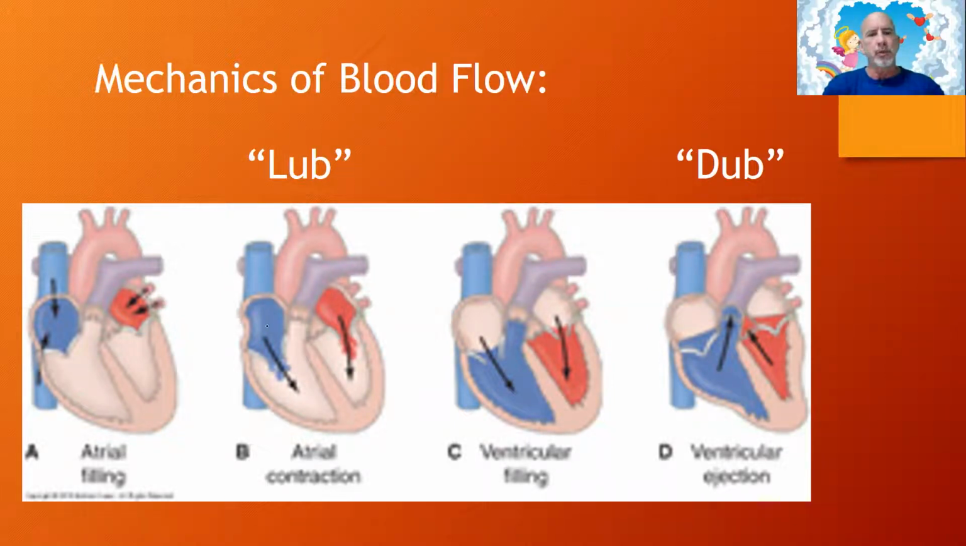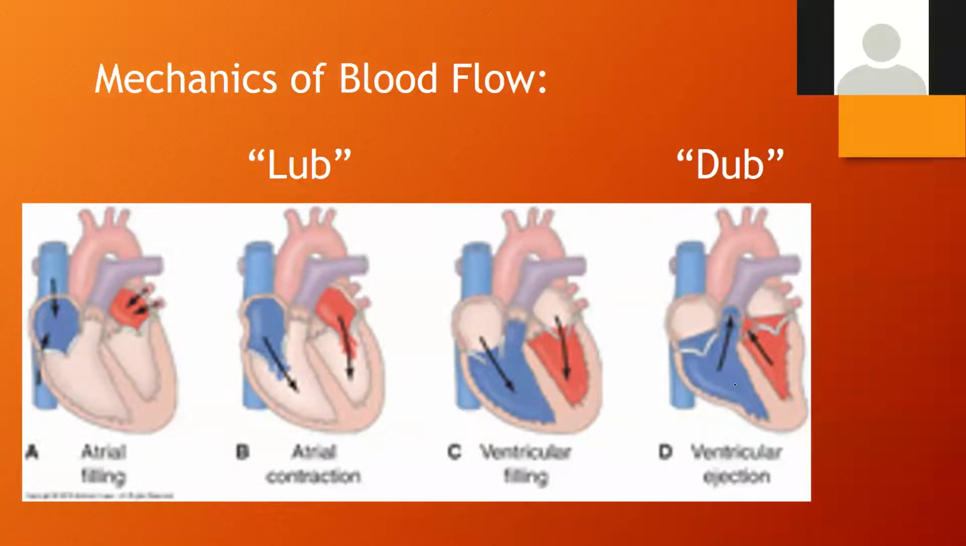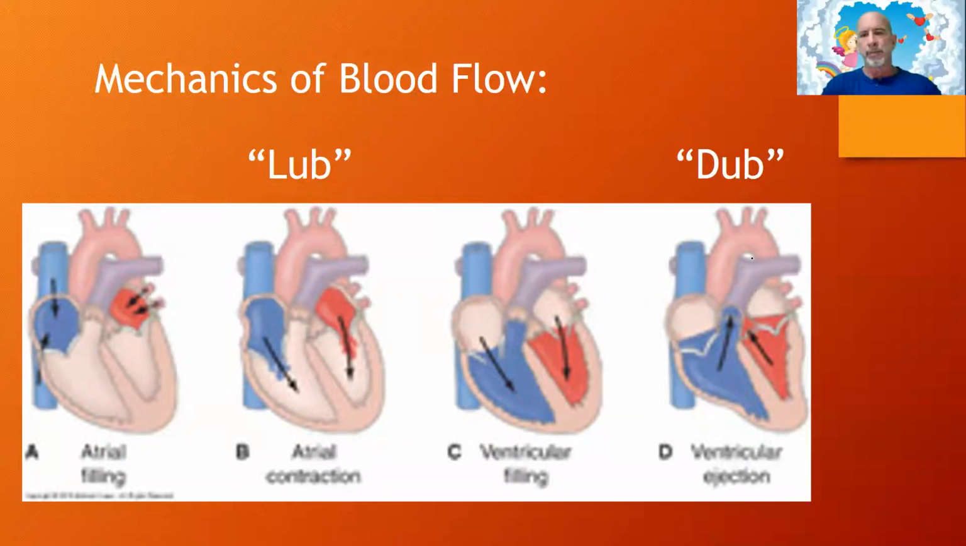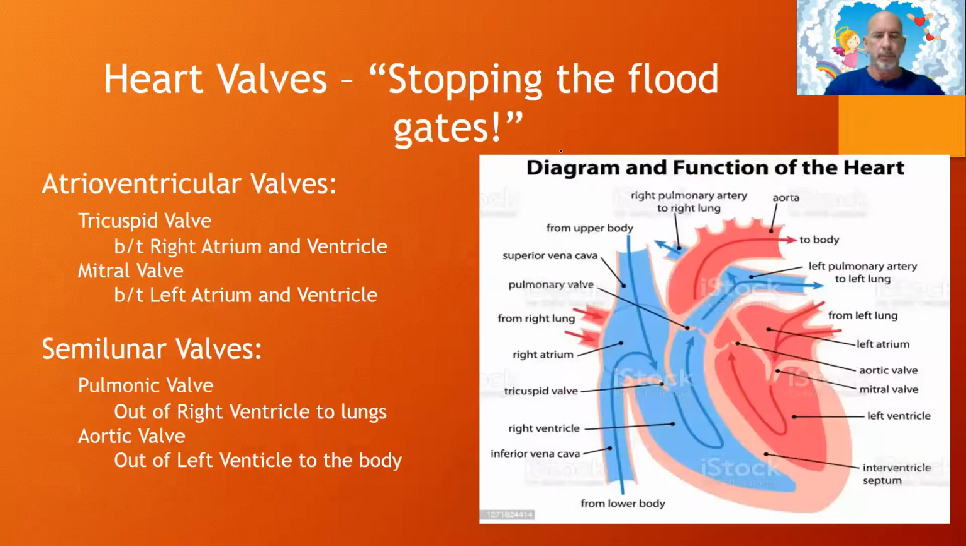But anyway, the atrium contracts and then shoots the blood into the right ventricle and left ventricle. And then after that, the ventricles contract and force the blood out. The right ventricle goes up to the lungs. The left ventricle goes out to the body. That's just simple blood flow. Okay, getting back to it.